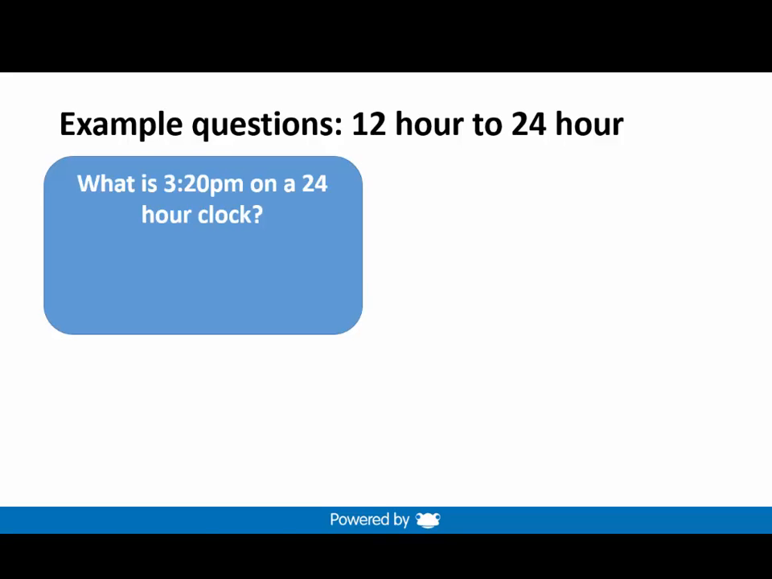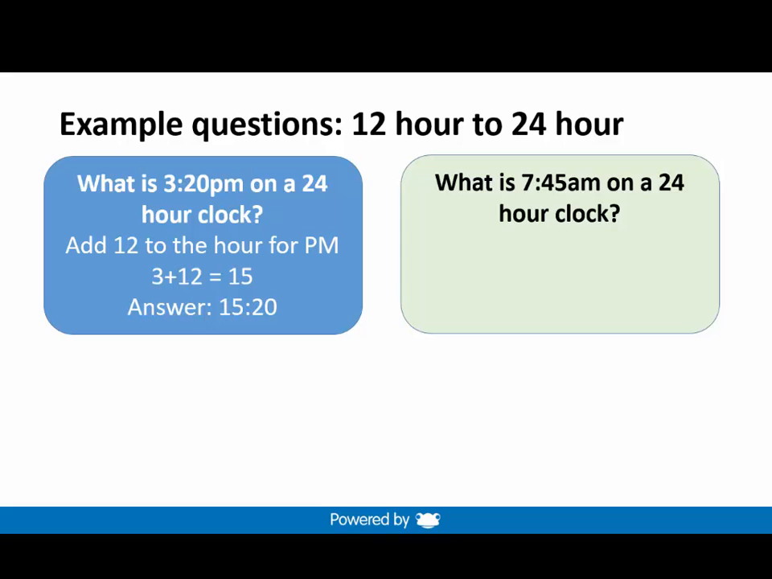What is 3:20 PM on a 24-hour clock? Well, we add 12 to the hour because it's PM. 3 add 12 is 15, so my answer is 15:20. What is 7:45 AM on a 24-hour clock? Well, we need 4 digits for 24-hour clock, but because it's AM, I don't need to add anything. I just insert the 0. So I've got 07:45.